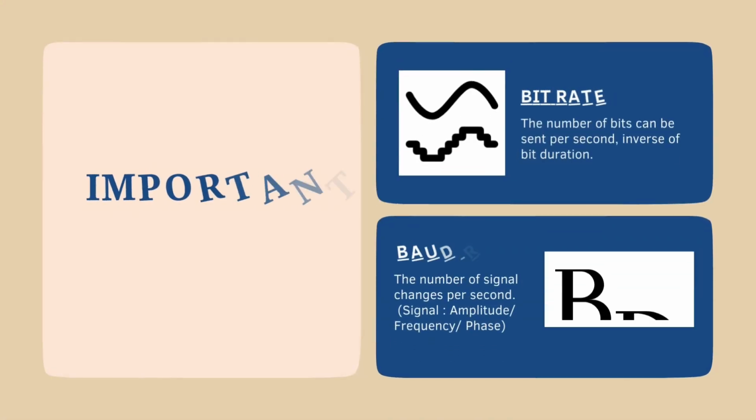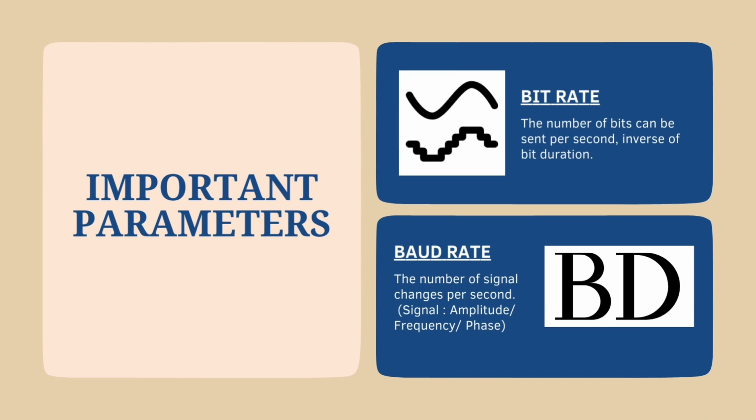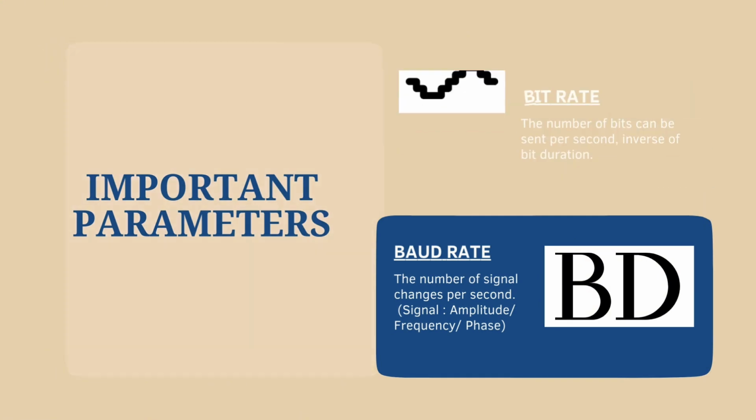A very important parameter in data transmission are bit rate and baud rate. Bit rate is the number of bits can be sent per second. Baud rate is the number of signal changes per second. Baud rate is crucial for determining the speed and efficiency of data transmissions between devices.